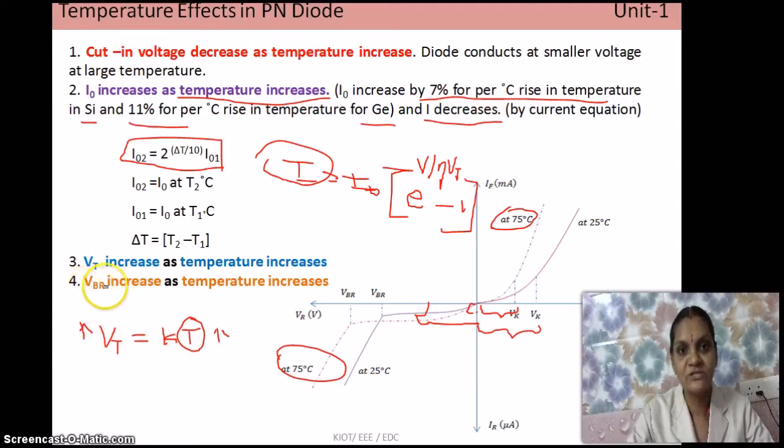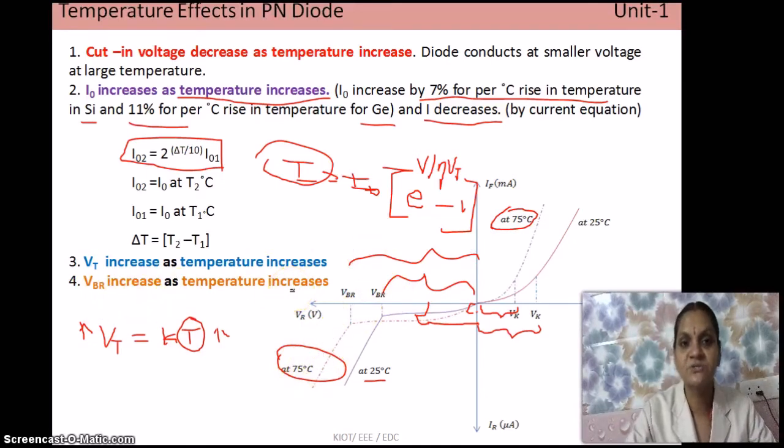And the fourth effect is that VBR increases as temperature increases. This is evident from the reverse characteristics. See here, for the graph of 25 degrees centigrade, the breakdown voltage is only up to this range. For the graph of 75 degrees centigrade, the breakdown voltage is up to this range. So we can say if temperature increases, breakdown voltage also increases. So these are all the effects.